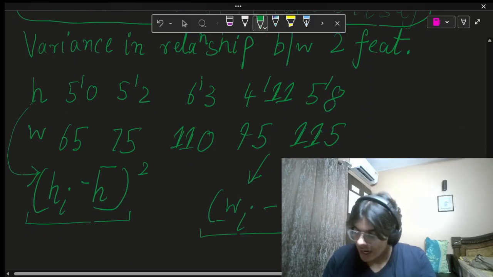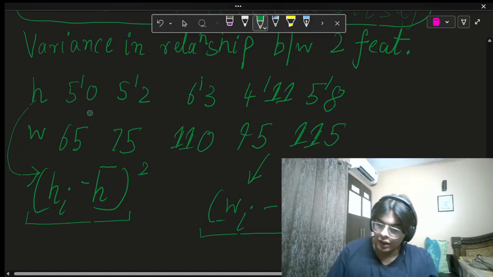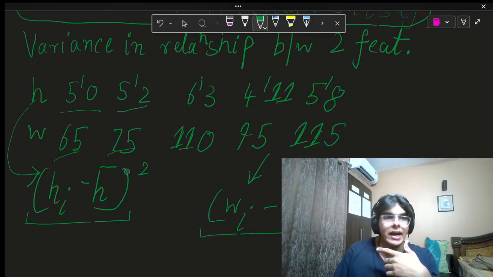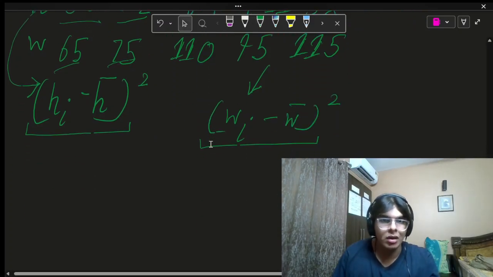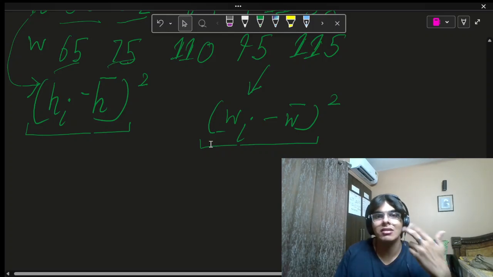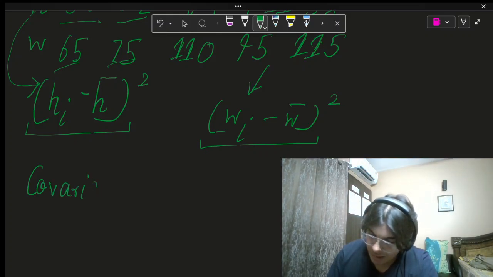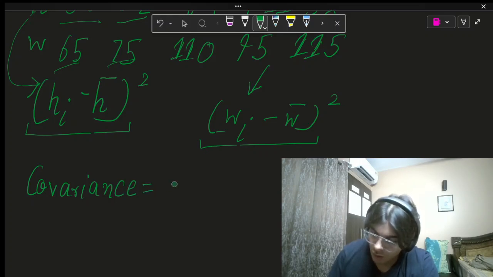See, when we look at height and weight, it also captures a pattern. If we can say something like, if 5 feet people have the weight 65 kg, then there is some correlation between the height and the weight as well, right? Which means there is some variance in the relationship of these two. Now this term where we try to calculate the variance in the relationship between two features is a mathematical term called covariance. It basically means the variance between the relationship of two features. The formula is similar to variance. It looks something like this.